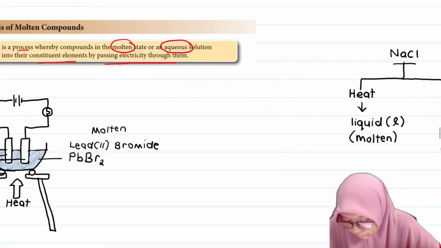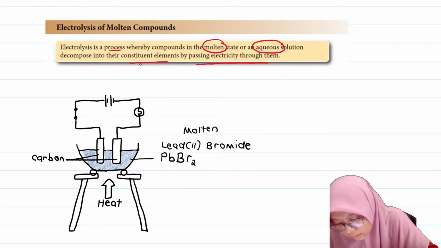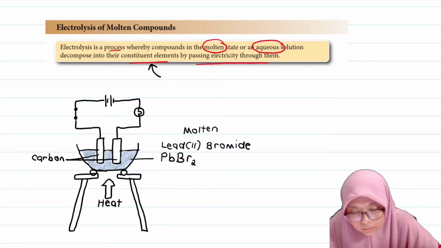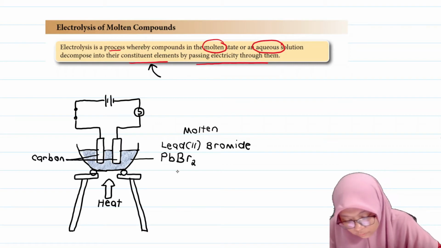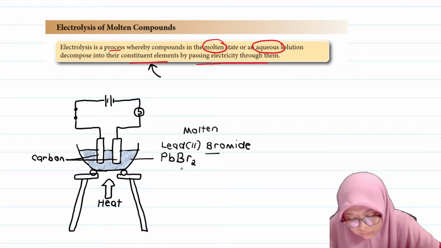Now the second thing that I want to explain is the constituent element. What does it mean by constituent element? A constituent element is an element that exists in a compound. For example, lead bromide is a compound consisting of lead and bromine. So the constituent elements in lead bromide are lead and bromine. That is the meaning of constituent element.